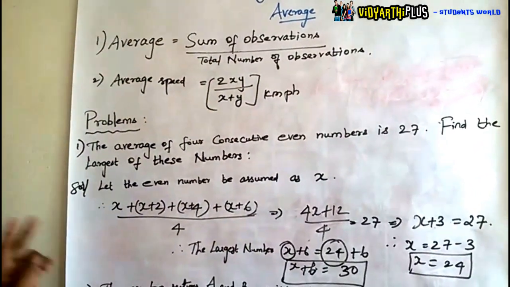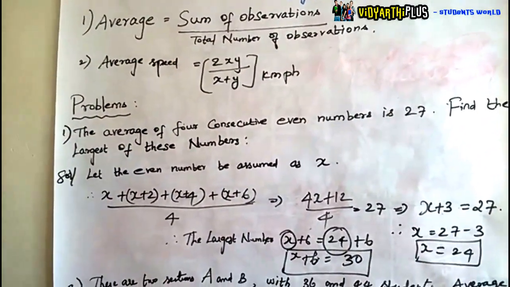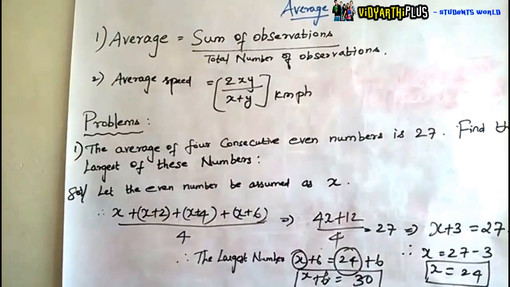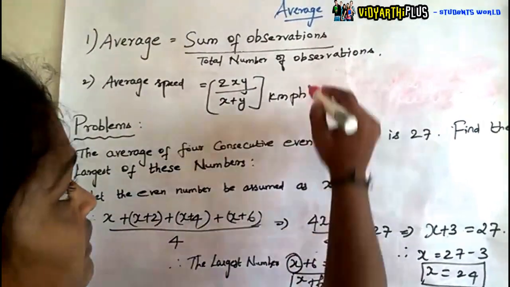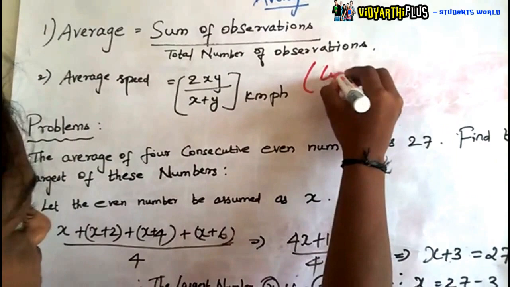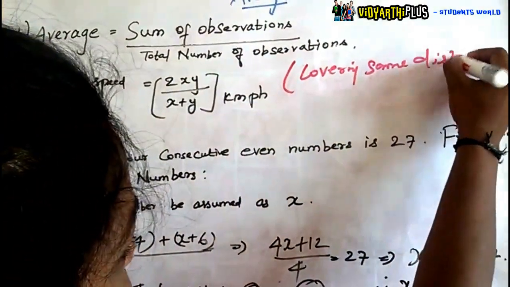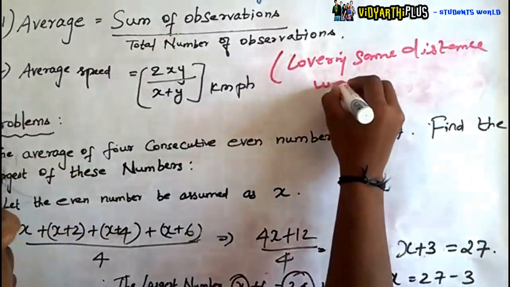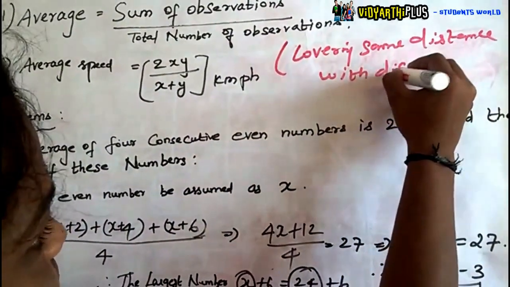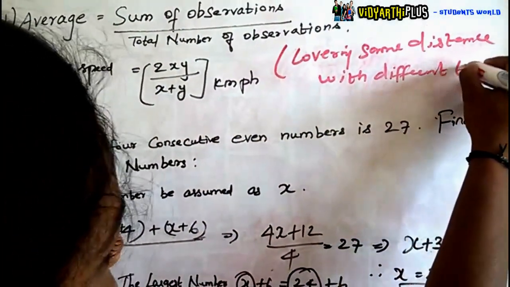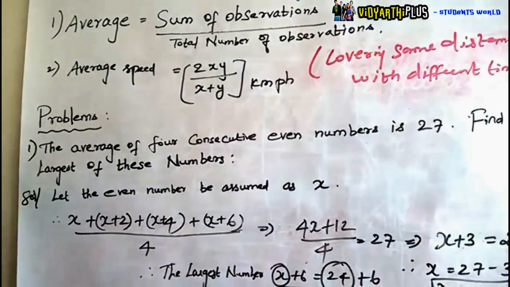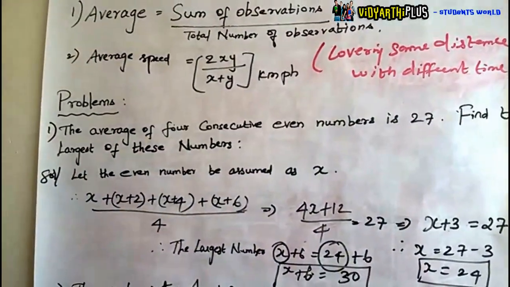of observations. And the second formula is average speed, that is 2xy divided by x plus y. This formula is for covering the same distance with a different time.